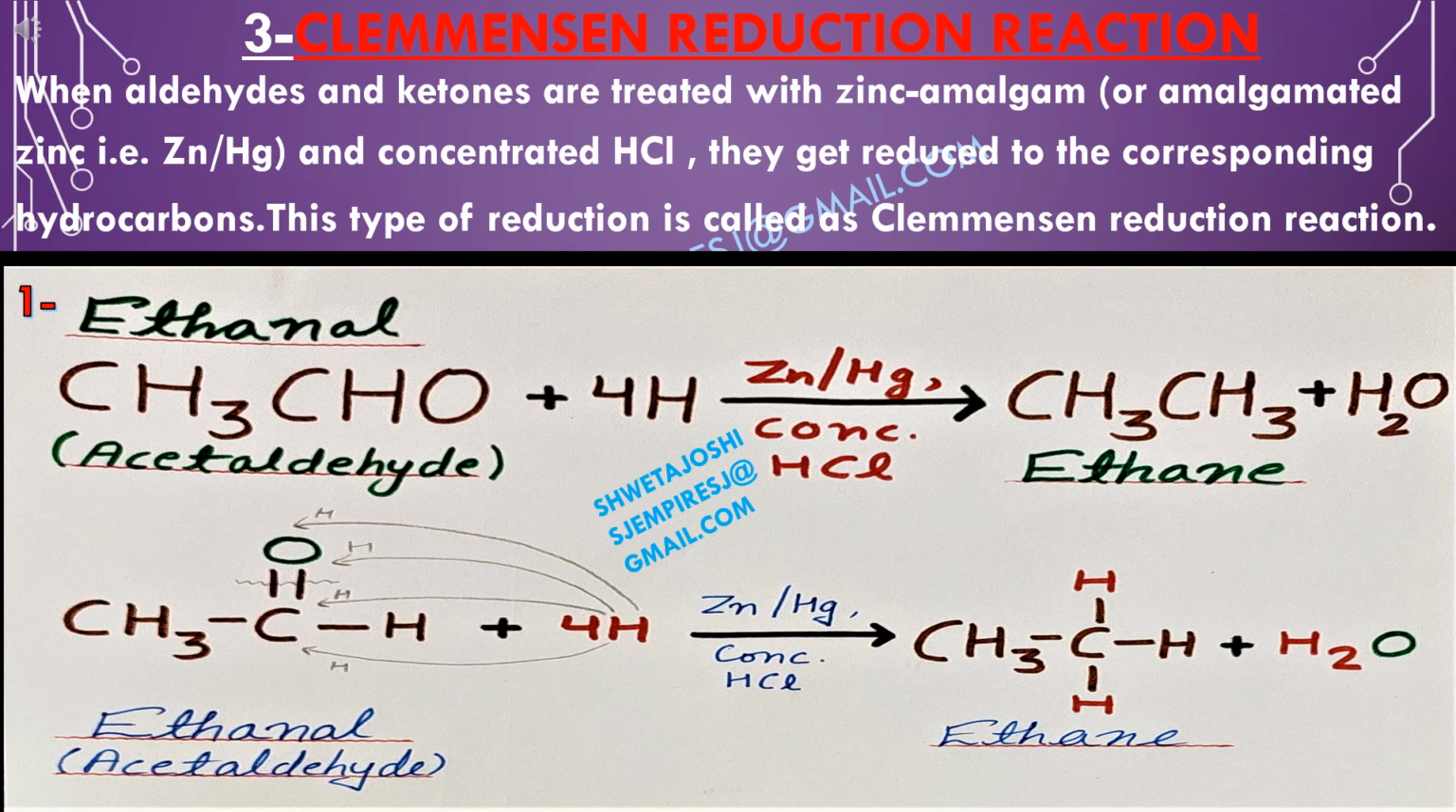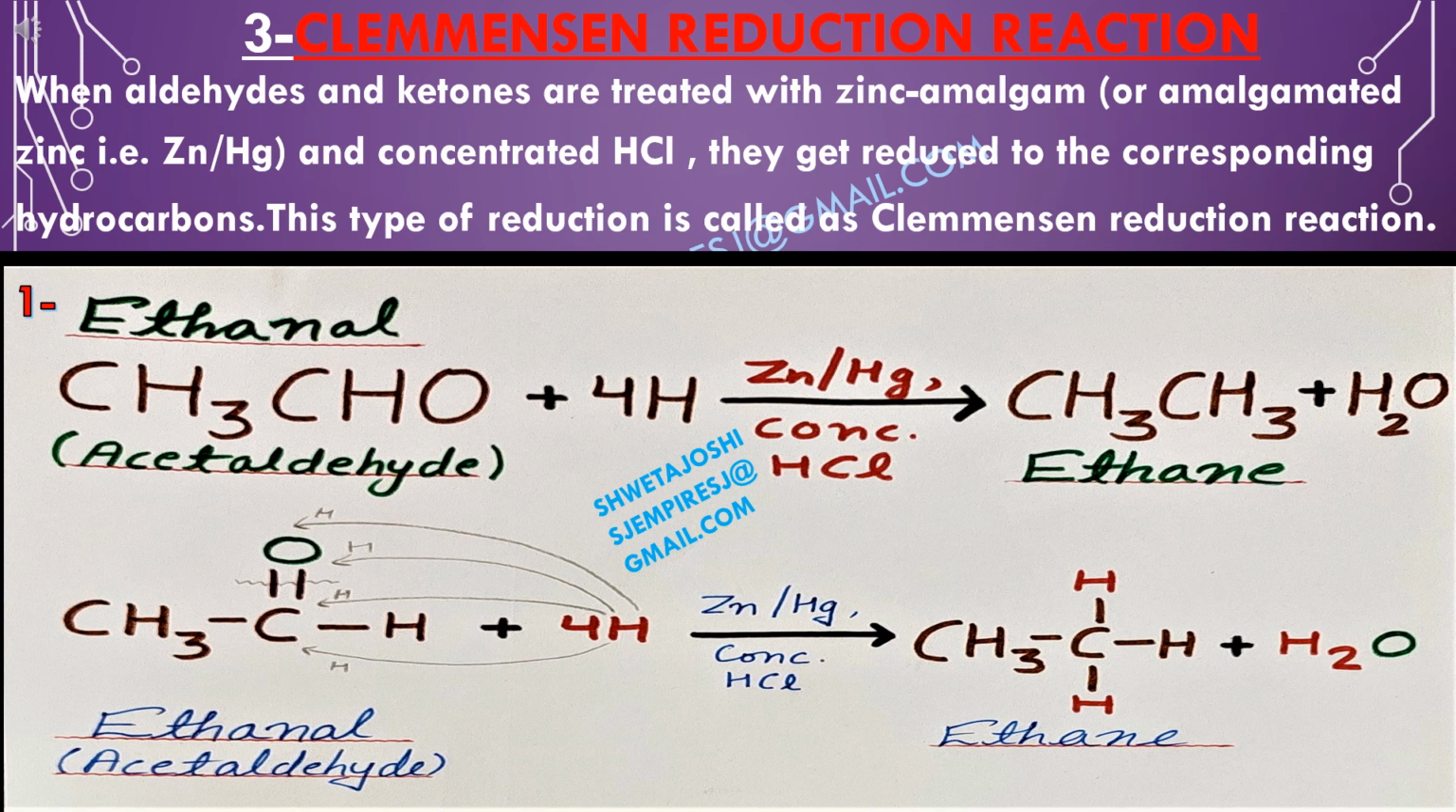As we can see in our first example, we have taken acetaldehyde or ethanal, that is CH3CHO, reacting with 4 nascent hydrogen, and the product formed is ethane, CH3CH3, and the side product is water. In this reaction, the number of carbon atoms of aldehyde or ketone and the corresponding alkane formed will remain same. So for learning this reaction, you have to make structural formula.